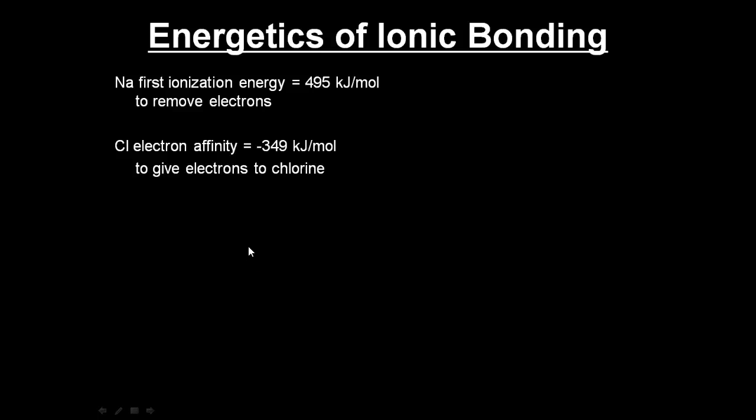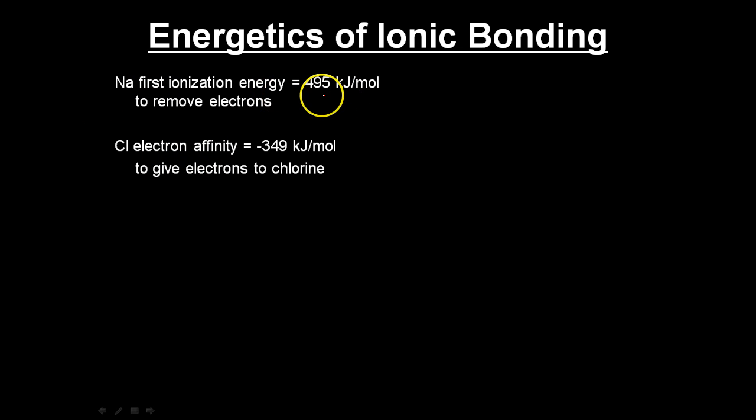Recall that in previous chapters we were discussing things like ionization energy and electron affinity. Ionization energy is the energy that needs to be put into a system in order to liberate an electron from an atom or from an ion. Now, electron affinity is kind of the flip side of that. It's the energy that is often released when an electron is added to a species. So these are the electron affinities for chlorine and sodium.